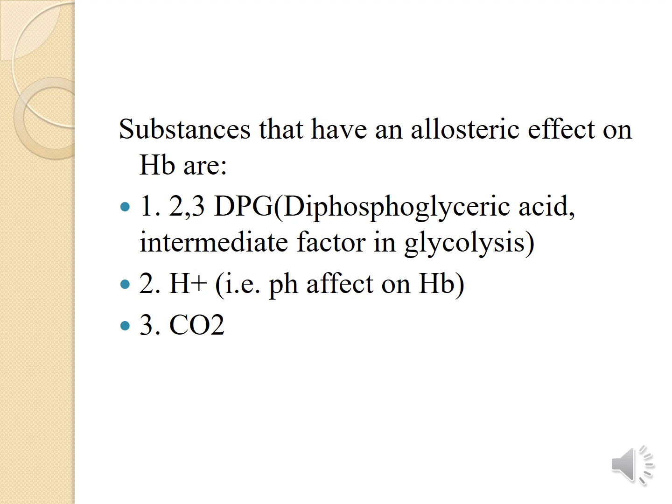The substances that have an allosteric effect on hemoglobin are, first, 2,3-DPG, that is 2,3-diphosphoglyceric acid, an intermediate in glycolysis. The second is protons, that is pH, which has an effect on hemoglobin, and the third is carbon dioxide.